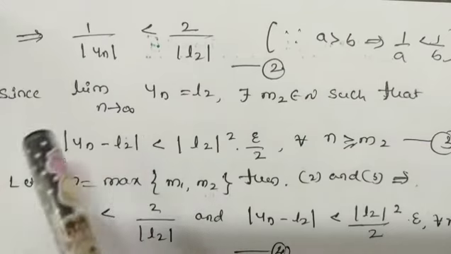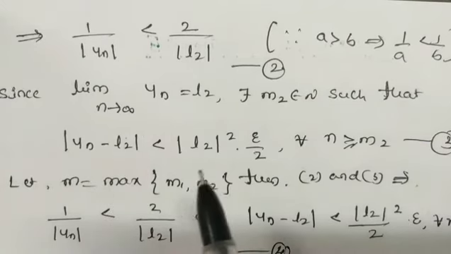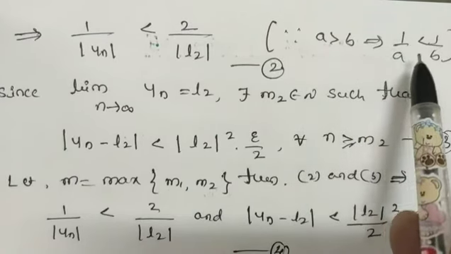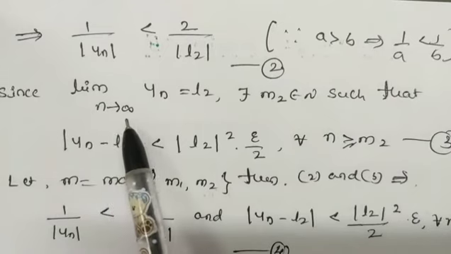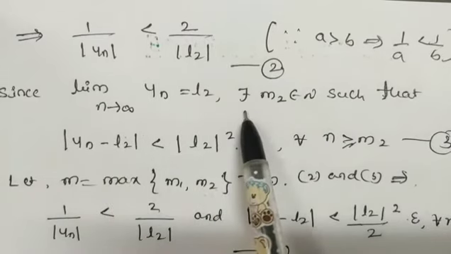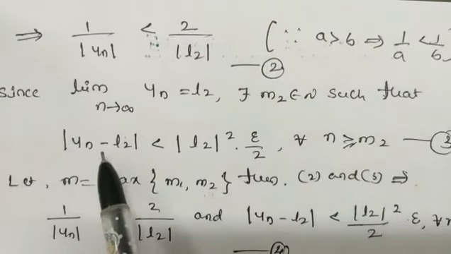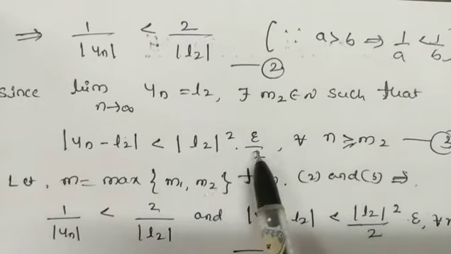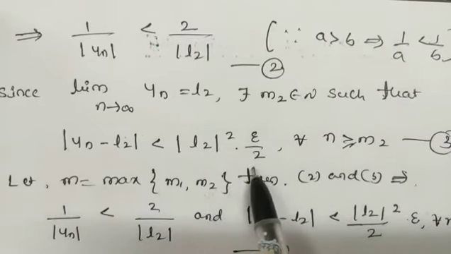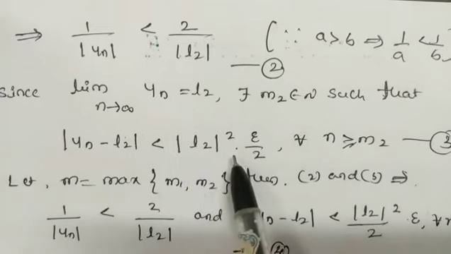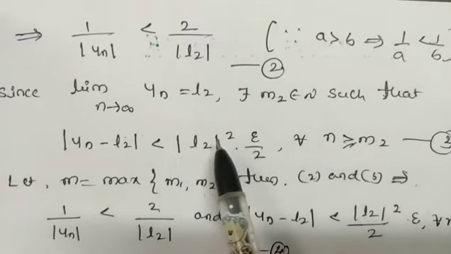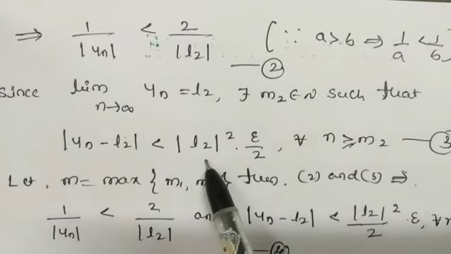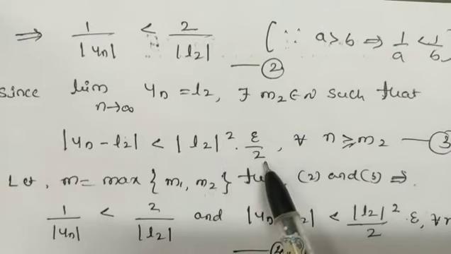If you take the reciprocal, it becomes 1 by mod yn is less than 2 divided by mod L2. We know if a is greater than b, then this implies 1 by a is less than 1 by b. So since limit as n tends to infinity yn is equal to L2, there exists m2 belonging to N such that mod yn minus L2 is less than mod L2 square into epsilon. But this is something we have to choose ourselves, because according to our result, in equation 1 we need these values. So for that you have to choose it like this: mod L2 square into epsilon by 2.